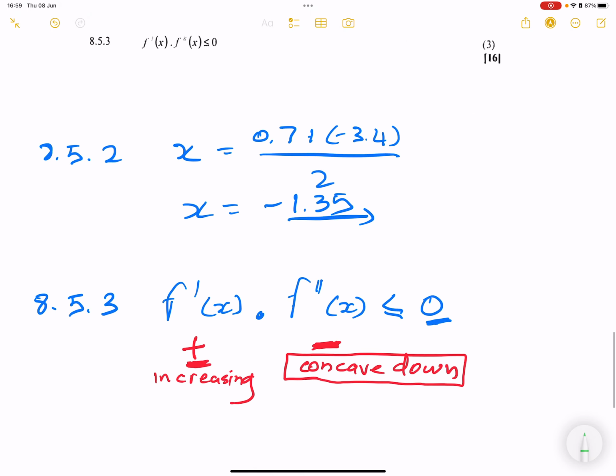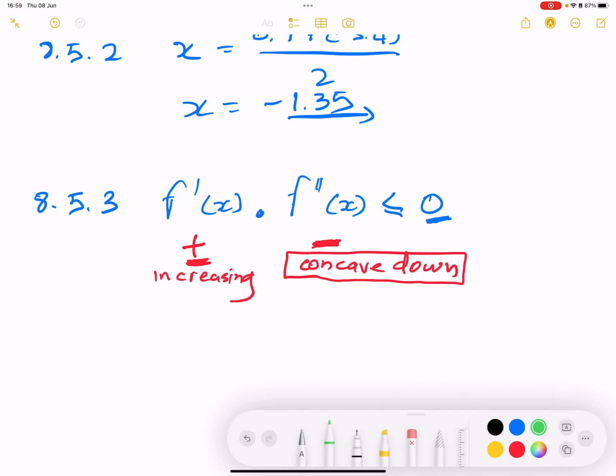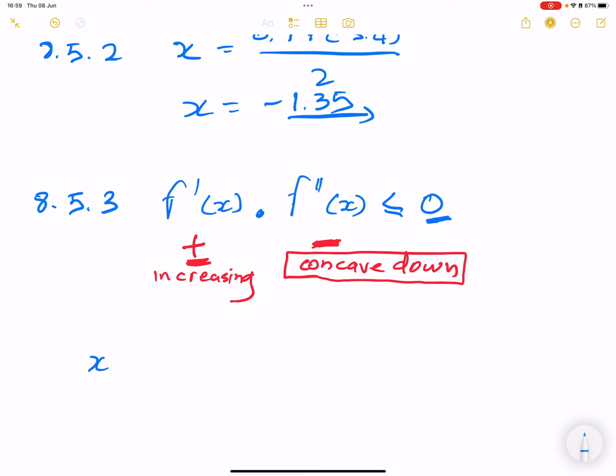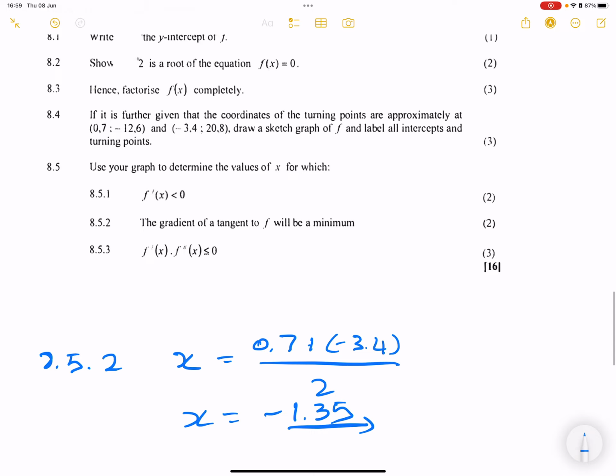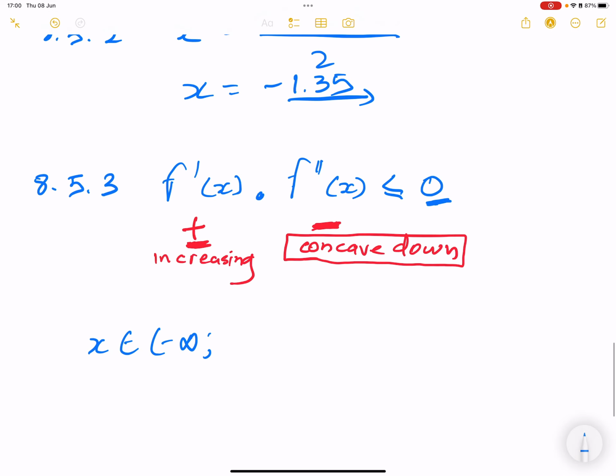So for the first one, we're saying x is an element of negative infinity, all the way up until the first turning point, and our first turning point was at negative 3.4. We're going to include that value because they said less than or equal to. So all the way to negative 3.4, which is included.